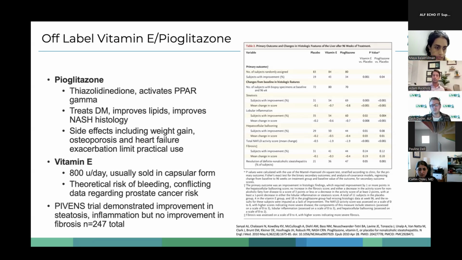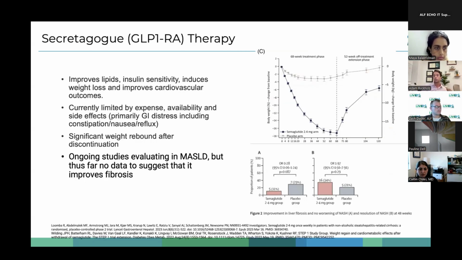Vitamin E is largely safe. The dose is 800 units a day. The drug that they used for the study was just Nature Made over the counter, and it's usually sold in capsule form. There is a theoretical increased bleeding risk on vitamin E, and there's conflicting data about prostate cancer risk. So I don't use it in patients with a previous history of prostate cancer, but otherwise it's largely a safe thing that could be tried in patients. That said, we've sort of moved beyond that in routine clinical practice.